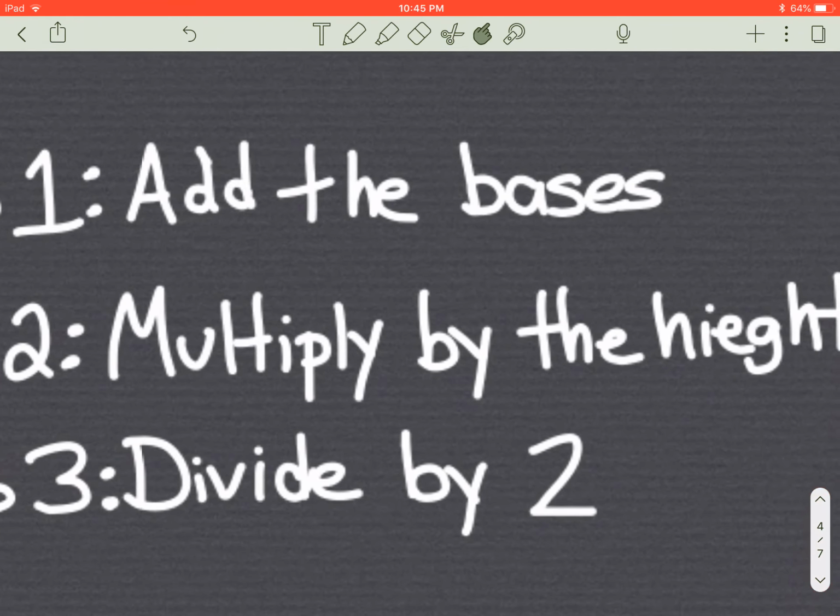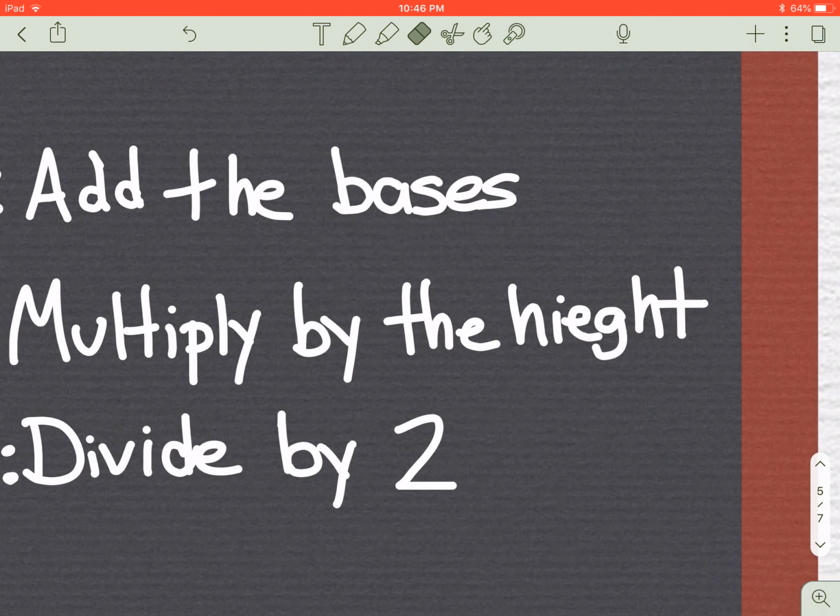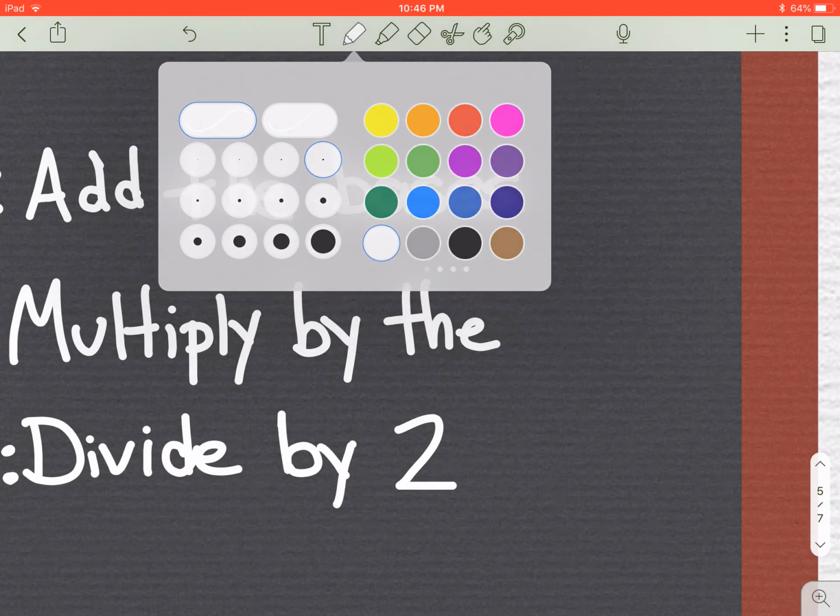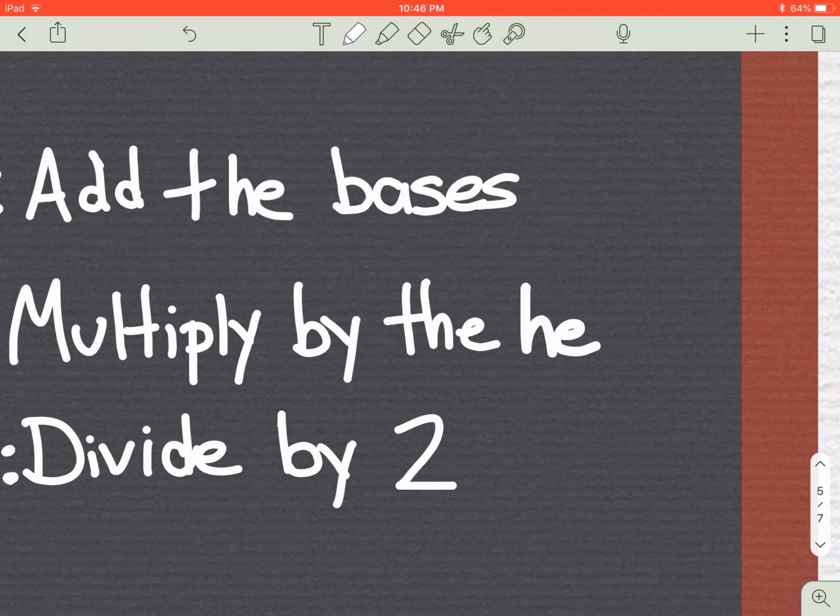And I just noticed that I misspelled height there. So I'm going to fix that real quick so you guys have the right spelling. Height. Right.